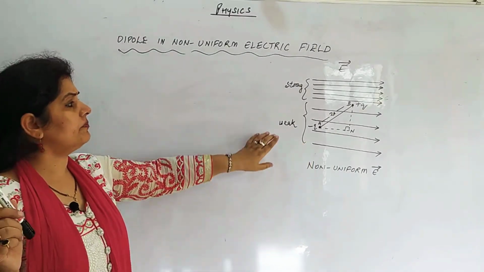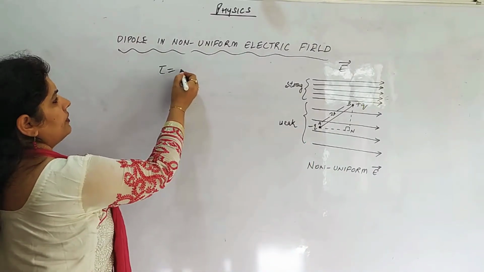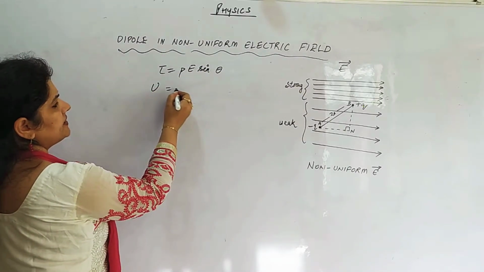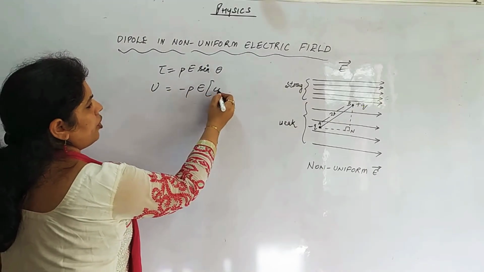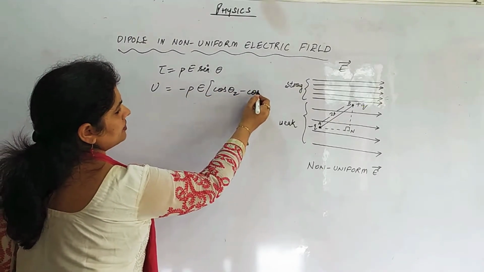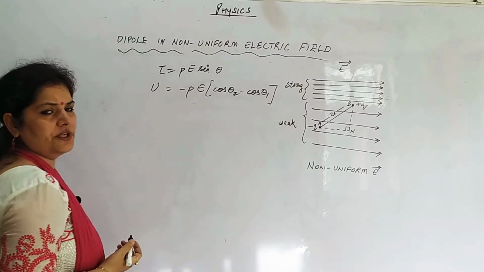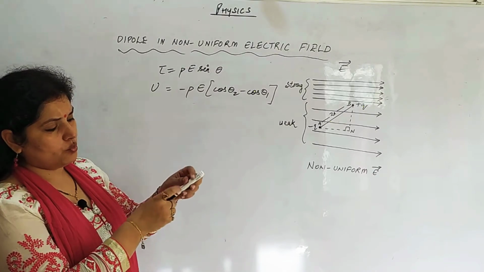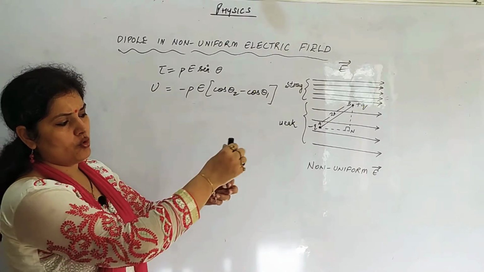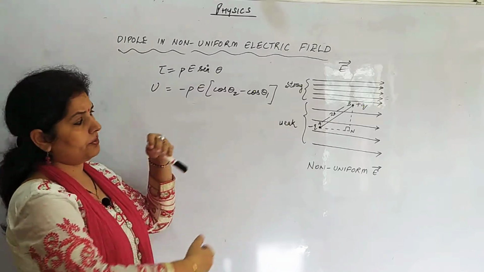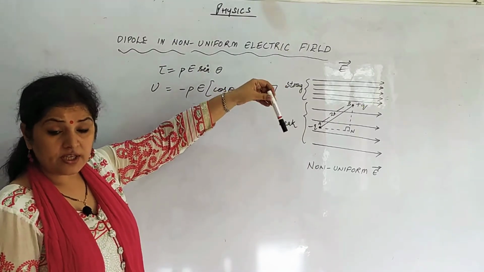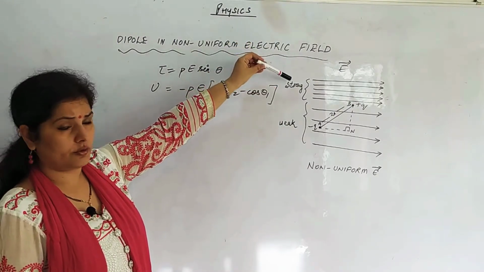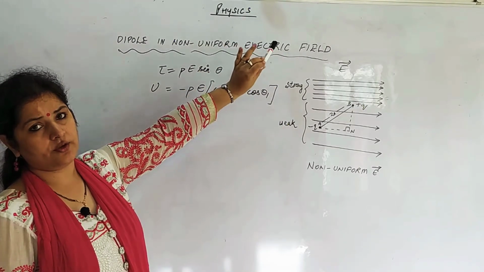The expressions remain the same. Torque will be pE sin theta, and potential energy will be minus pE cos theta 2 minus cos theta 1. All the other expressions remain the same. The only thing is that the dipole will turn and move also. It will cover a distance because it has the tendency to move from weaker electric field, weaker force, to stronger force or stronger region of electric field, right?